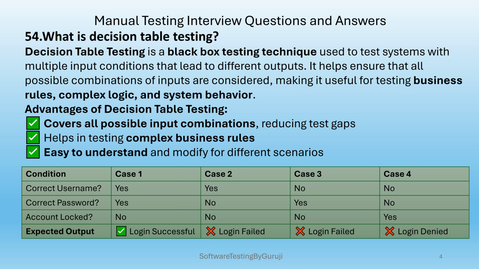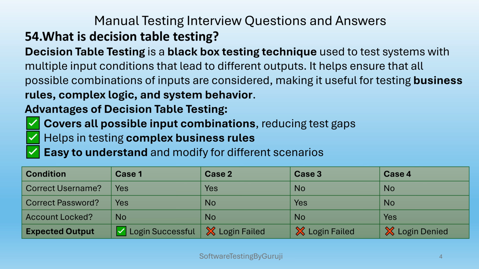Let's understand with the different cases. Case 1: correct username, yes. Correct password, yes. Account lock, no. Expected output, login successful. Case 2: correct username, yes. Correct password, no. Account lock, no. Expected output, login fail.